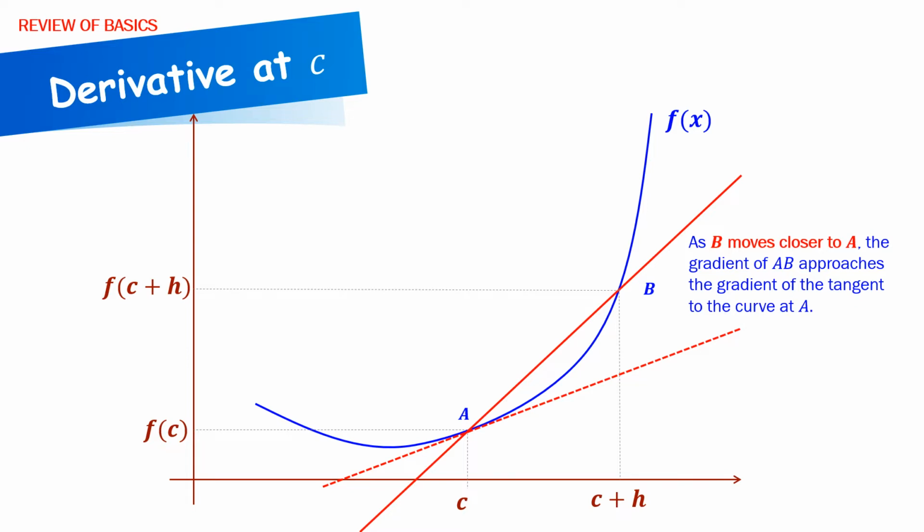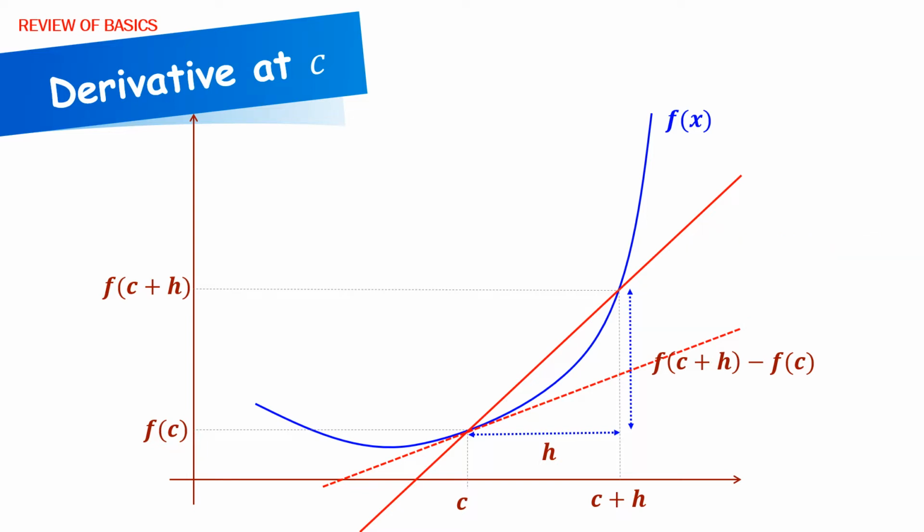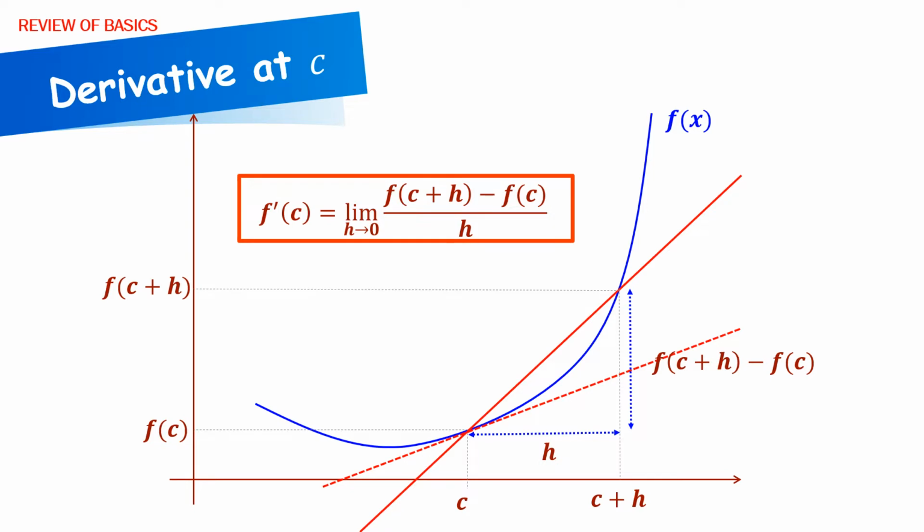The gradient of the line joining f of c to f of c plus h is change in y, as shown by the blue line indicated by an arrow, divided by change in x, which is equal to h. So as h gets closer and closer to 0, the gradient of the thick red line approaches the gradient of the line at C, as you can see. So we can write this as the derivative of f at C is the limit as h tends to 0 of f of c plus h minus f of c over h.